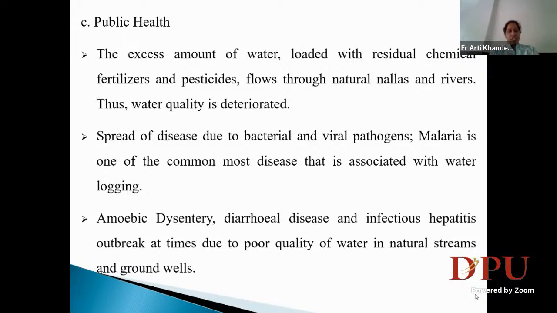Spread of diseases due to bacteria and viral pathogens. This is another thing. When water collects at one place, or the area is damaged, then malaria and other diseases automatically increase.